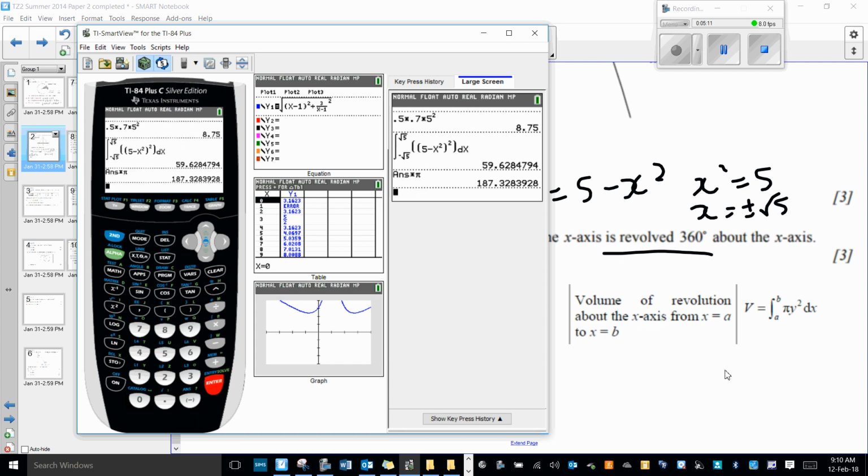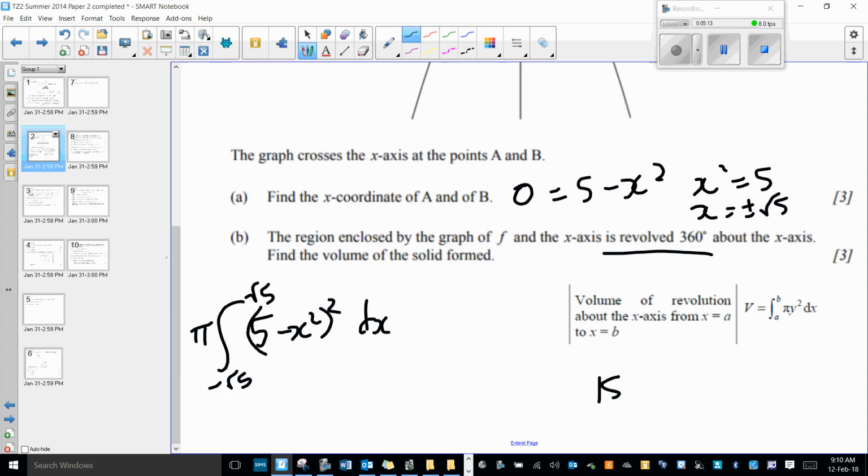Multiplying by pi gives us 187.32, and so it's 187, and we don't know units. Okay, done.